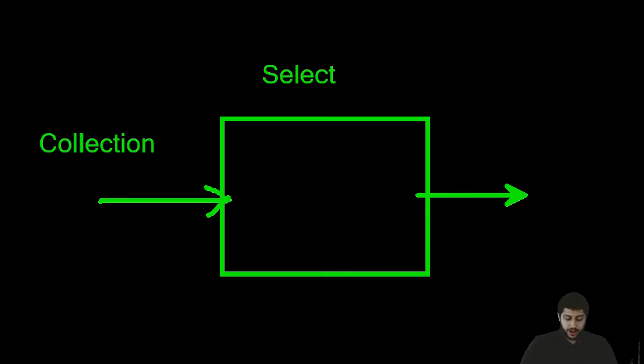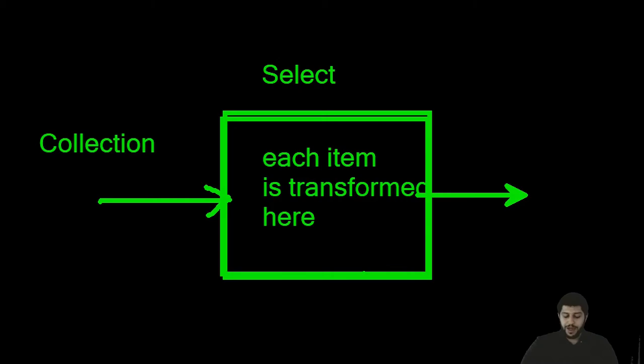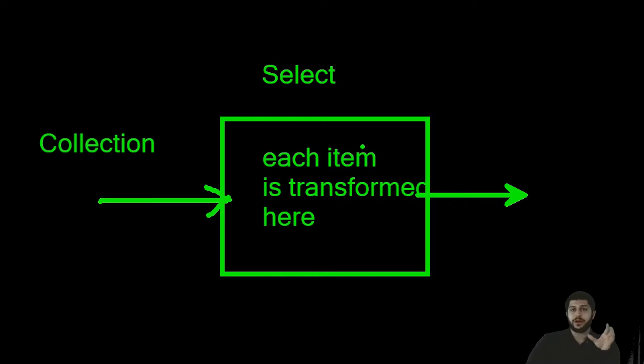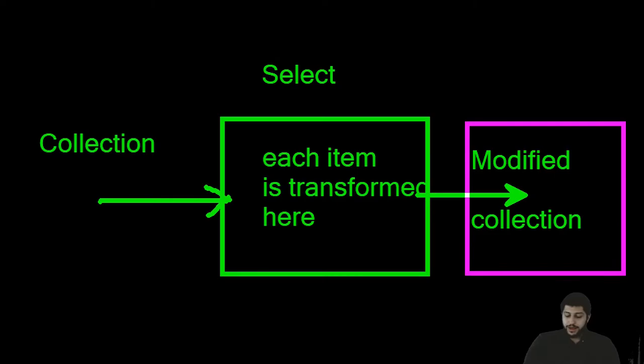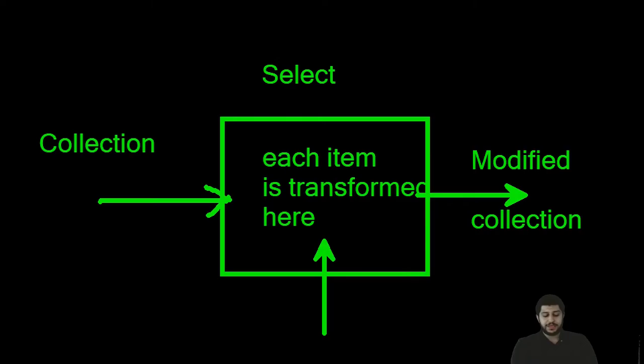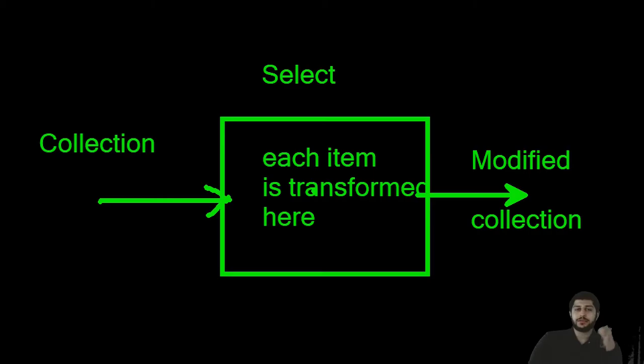Imagine a black box, and this black box is the Select method. We have some input, the input is the collection, and we have some output. Each item is transformed here. So the Select method is a black box that transforms each item in the collection in some way, and we get the modified collection here. Fortunately, we can control what happens inside the Select method by passing it something like a lambda function, which we did. We're going to discuss lambdas a little bit later.